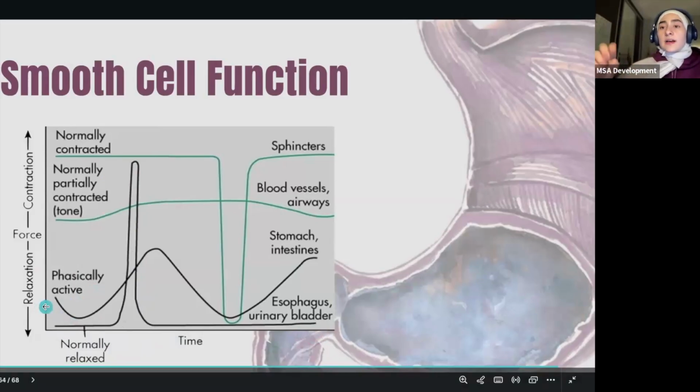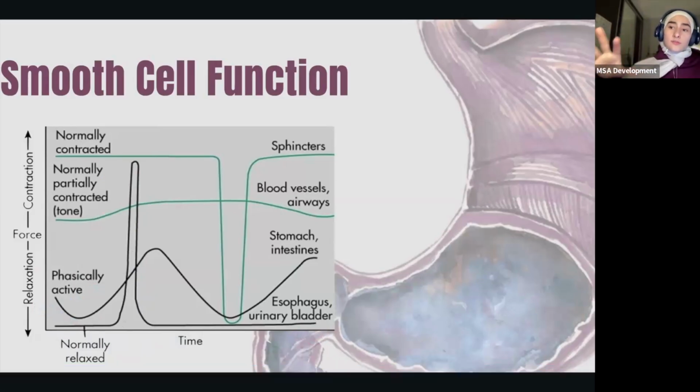You have some cells that are phasically active, which means that they relax and then they contract, and then they relax and they contract. They just keep doing this. And this is seen in your stomach and intestines, which means your intestines are just going to contract, then relax, then contract, and then relax. So it's just on and on and on.